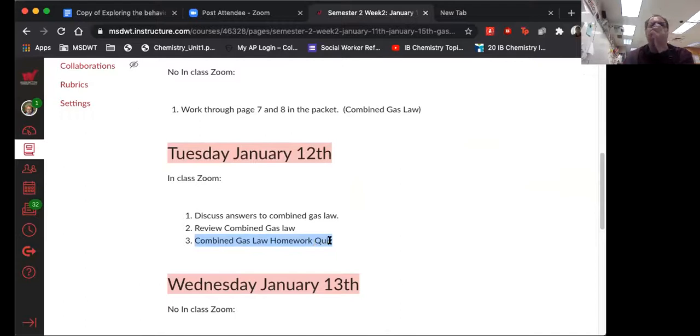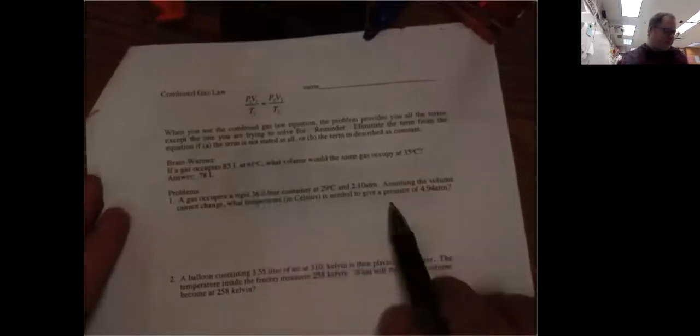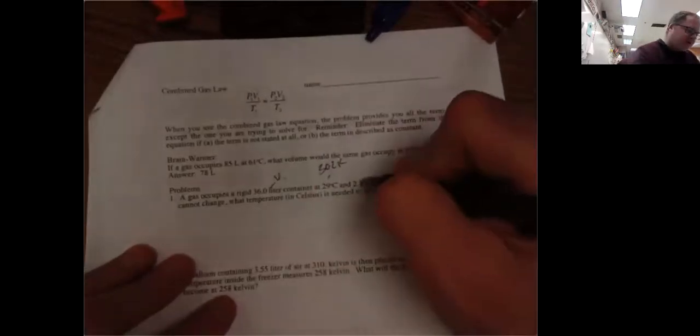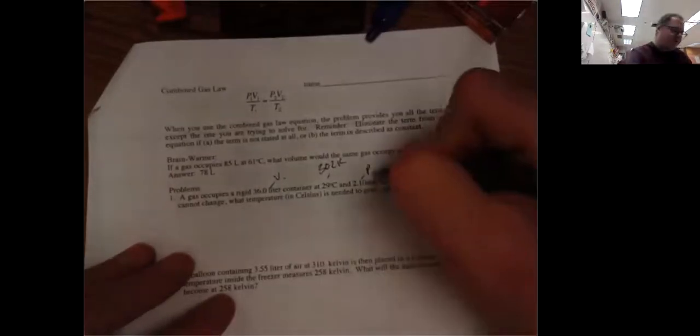The combined gas law quiz is 5 questions, pretty short. So basically, you'll be able to read through here and determine how you're going to rearrange this equation and what you need to do. So it says a gas occupies a 36 liter volume. Let's just call that volume 1 at 29 degrees Celsius. 29 plus 273, the answer is 302. There's our temperature. And 2.1 atmospheres, that's our pressure.